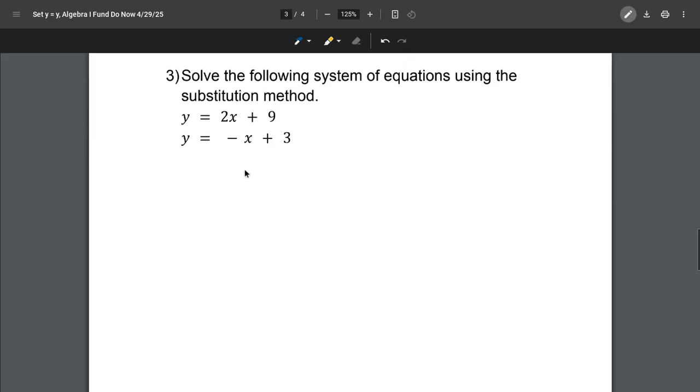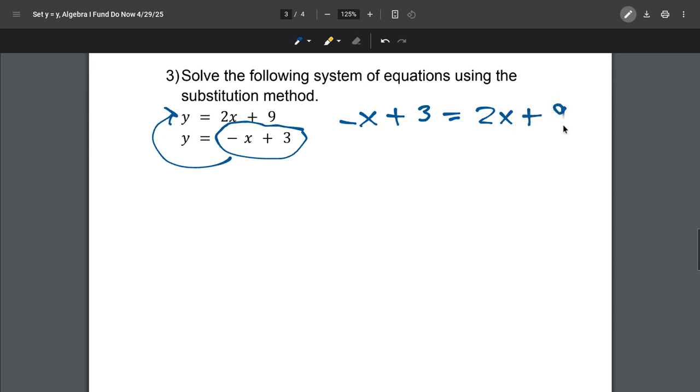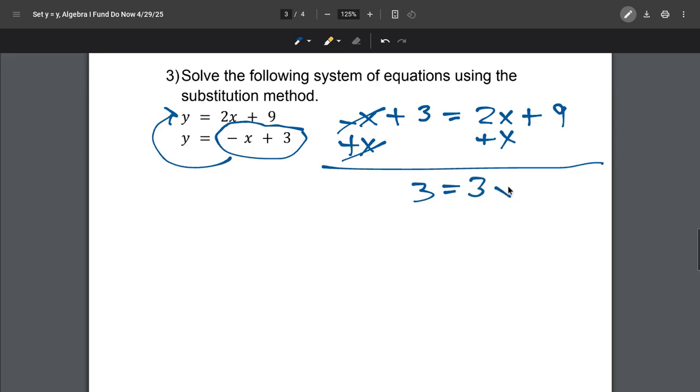Problem 3, we're doing the same thing. I'm going to take this here, put it where y is here. So I'm going to say negative x plus 3 equals 2x plus 9. Okay, I want to get my x's to one side, so let's add 1x to both sides here. These cancel. I'm left with 3 equals 3x plus 9.